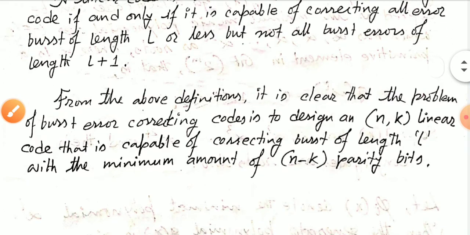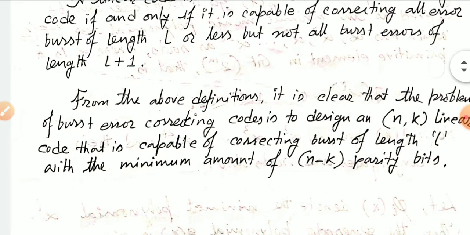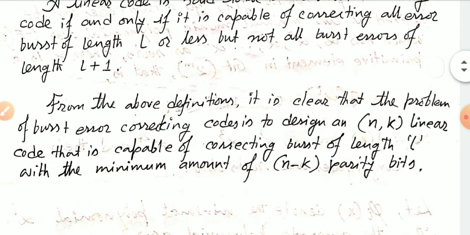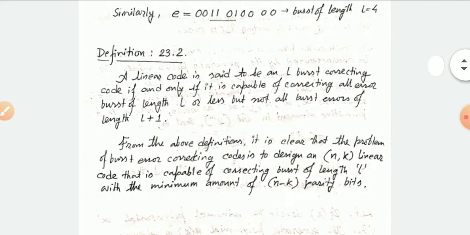From the above definition, it is clear that the problem of burst error correcting codes is to design an (n, k) linear code that is capable of correcting bursts of length L with the minimum amount of n minus k parity bits. So this is the important thing also.